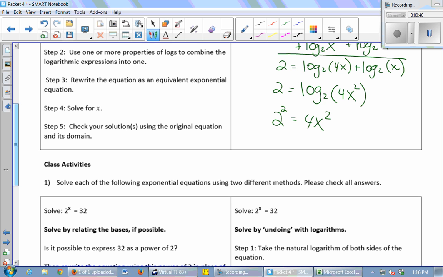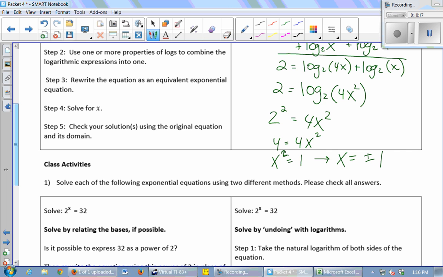I should make one of my 2's look different so you know where they came from. One's curly, one's regular, so you can tell where they came from. All right, so 2 squared is 4. 4 equals 4x squared, which means x squared equals 1, which means x is plus or minus 1.